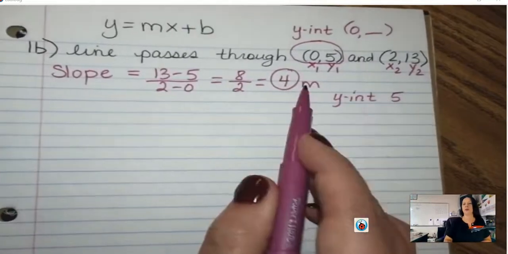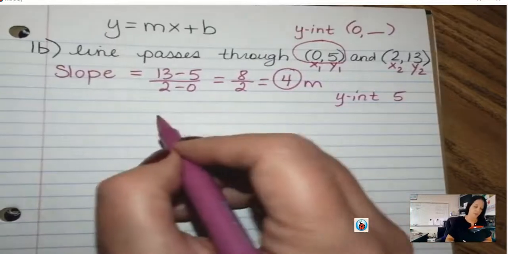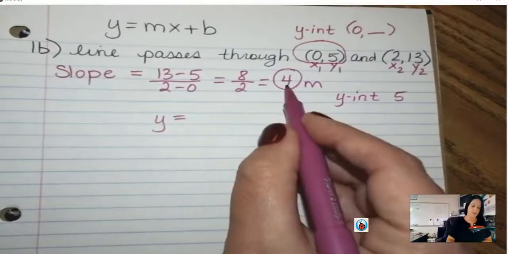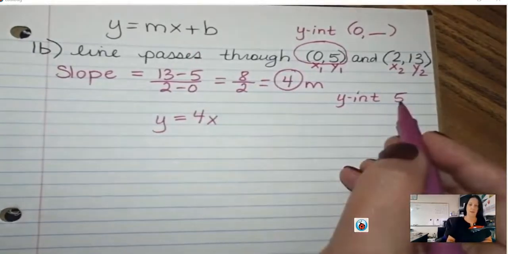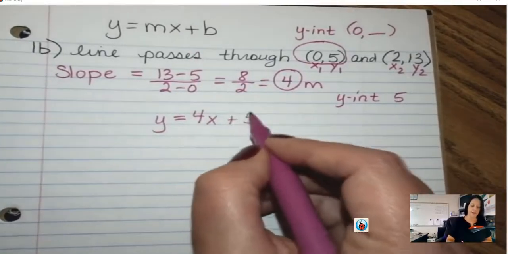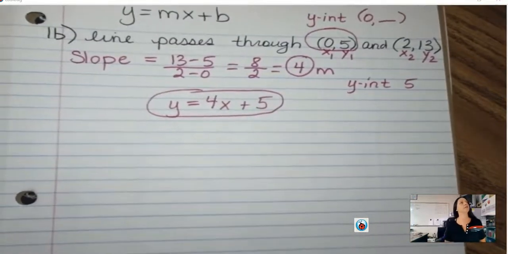So now I know the y-intercept and I know the slope. So I can put it into slope-intercept form now. Y equals, the slope is 4. Then we put our x, and then we put our y-intercept. It's a positive 5, so put plus 5. If it was negative 5, we'd put minus 5. And that's it.